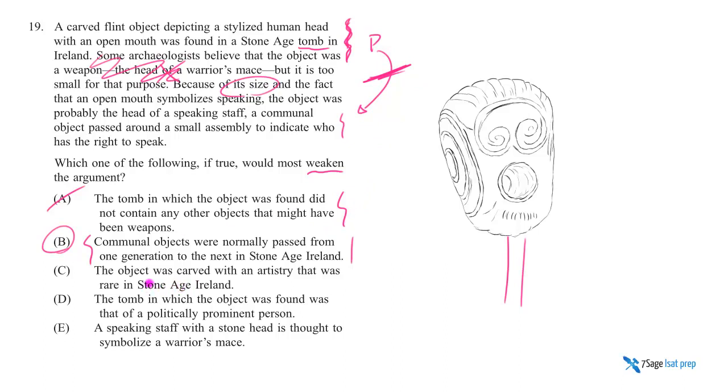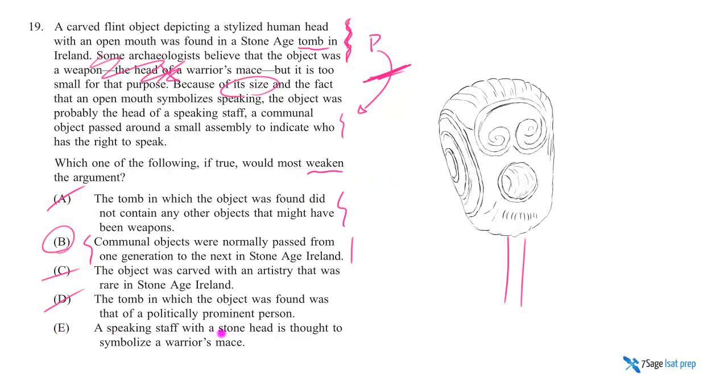C says the object was carved with an artistry that was rare. Okay, so what? This is really finely carved, it was a great job. Does that mean it can't be a communal staff? Does that mean it can't be a warrior's mace? D says the tomb in which the object was found is that of a politically prominent person. What does that mean? To me it's highly irrelevant, but I guess I could try to make it strengthening. A politically prominent person spoke a lot at small assemblies, carried around a staff, so when he died they put it with him. But we're trying to weaken the argument here.